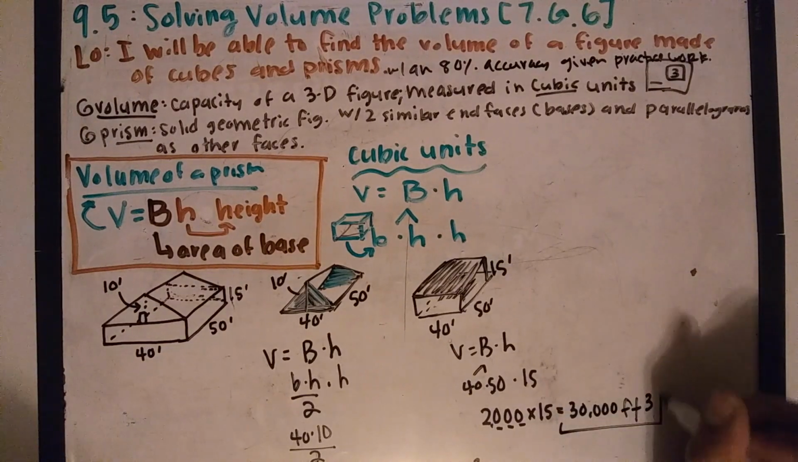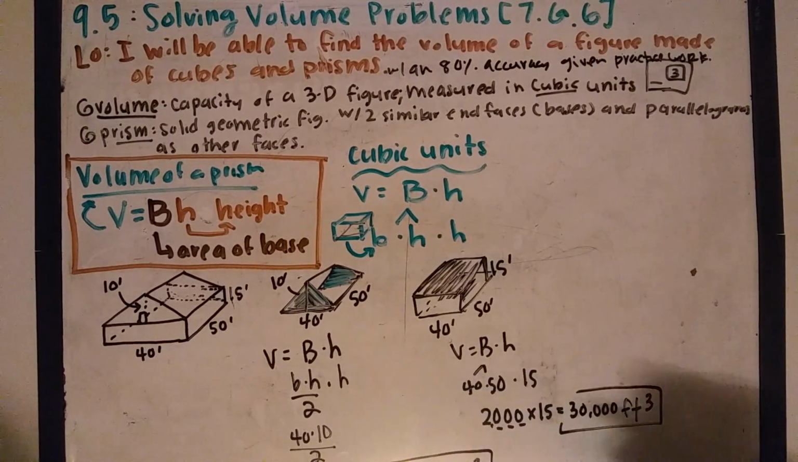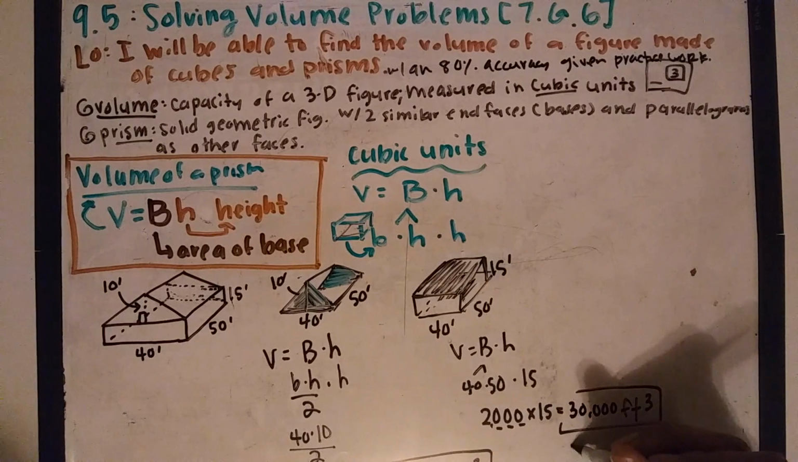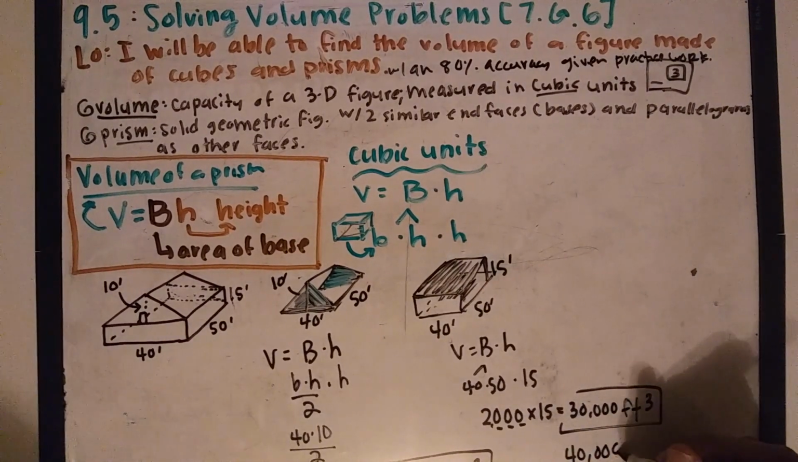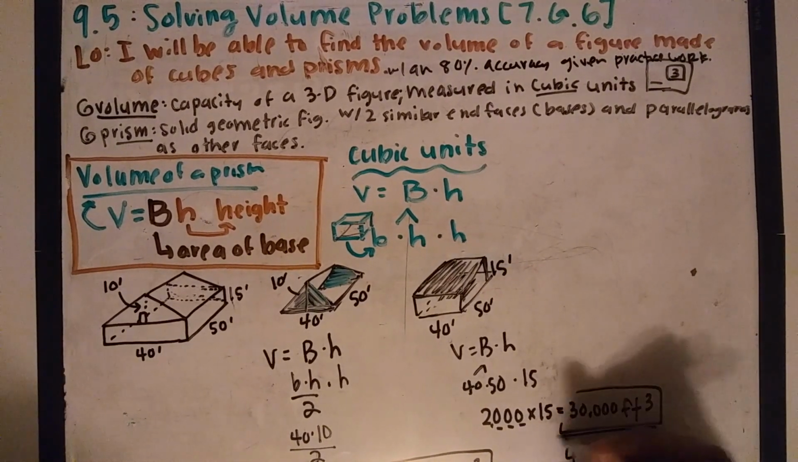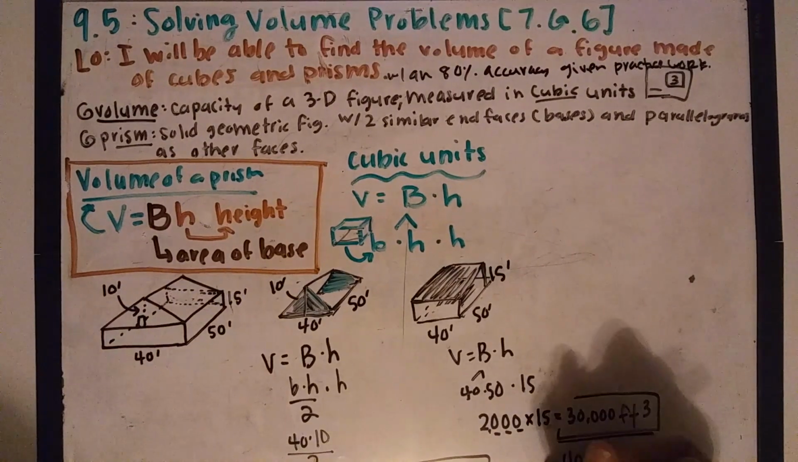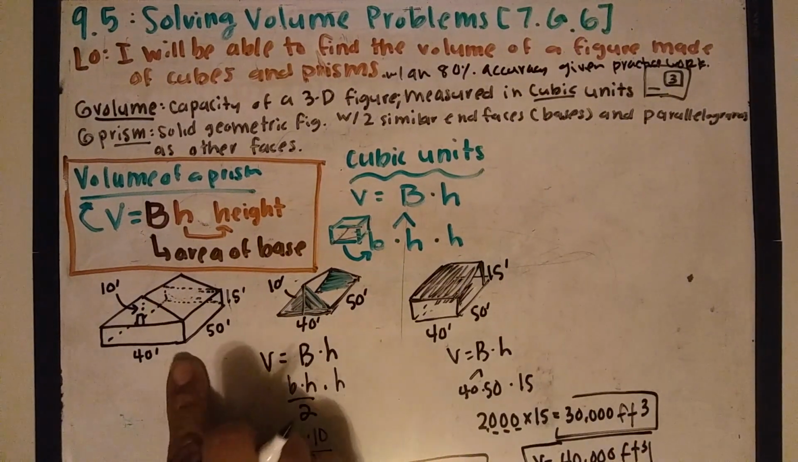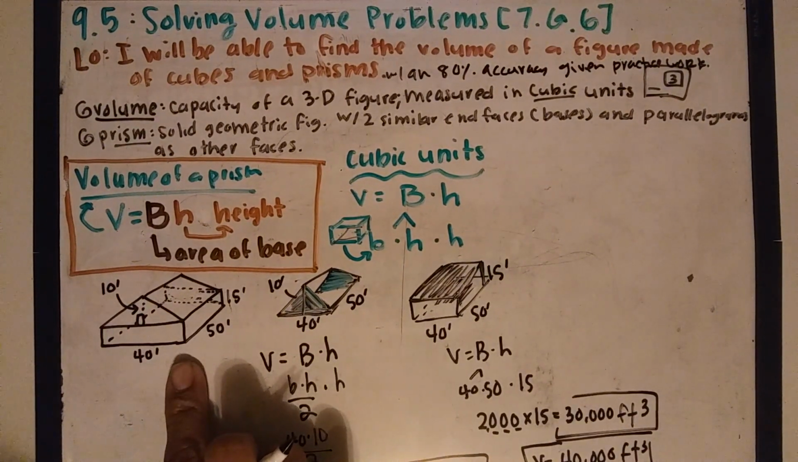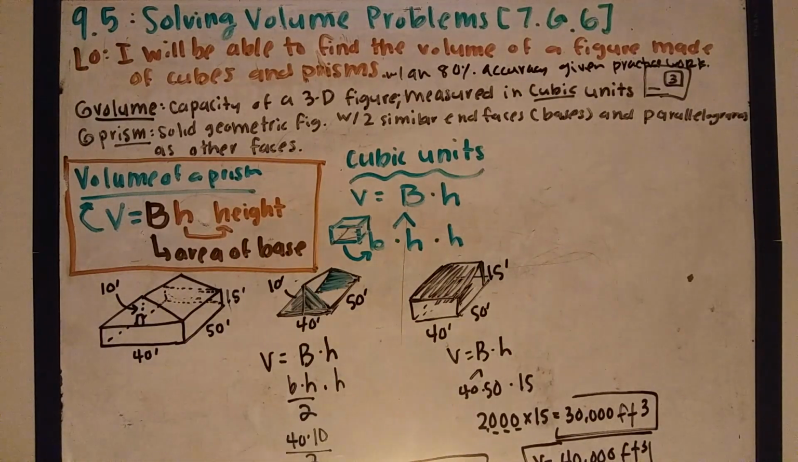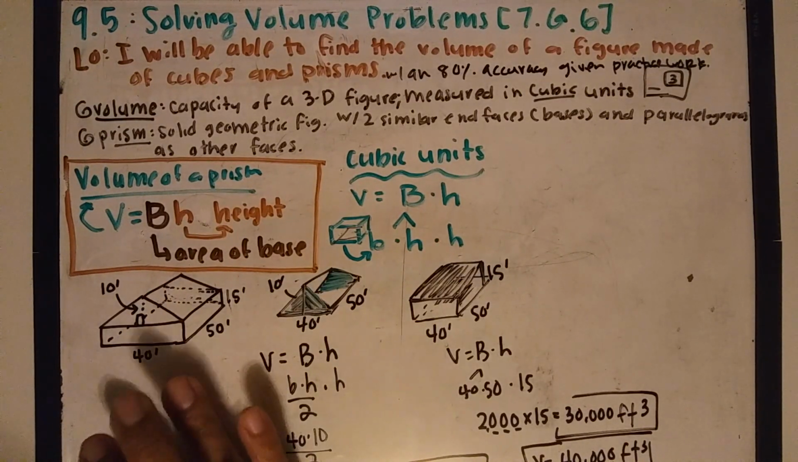Now I'm going to add this one and this one together. So 30,000 plus 10,000 gives me 40,000 cubic feet. Okay, so that is the volume of this. I believe it's a loft or some kind of shape like a building. So that will be the volume for that.